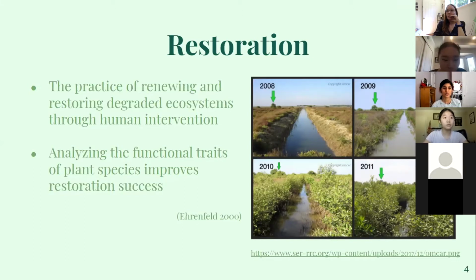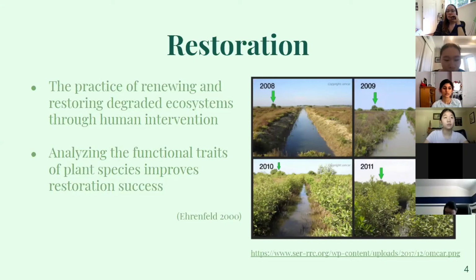Since our project hopes to ultimately improve or restore the conditions of California coastal ecosystems, it's really important to have a basic knowledge of the restoration processes, and we hope that by analyzing the functional traits of certain plant species, we can improve the chances of such restoration success.